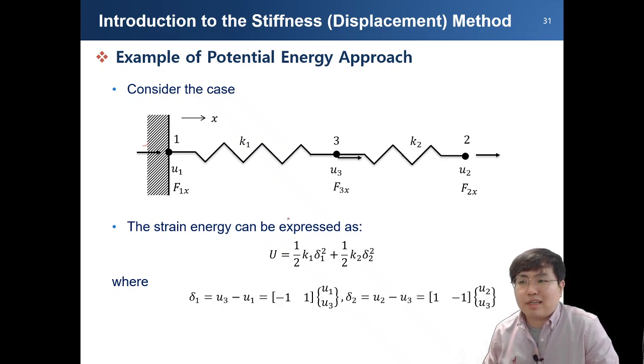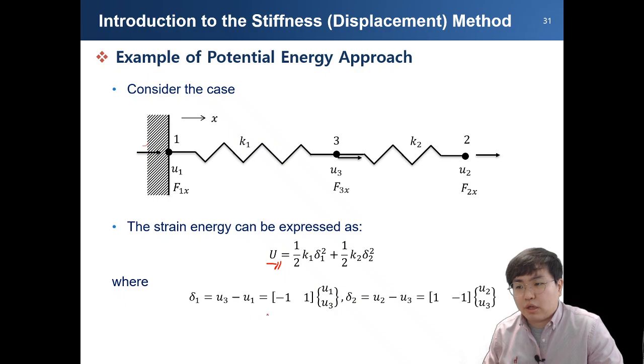That means we have two deformation strain energies. K1 is with delta 1, where delta 1 is the deformation of the first spring element, and delta 2 is the deformation of the second element. Half of each element's term becomes the internal energy. Previously, the deformation of each element was expressed by the displacement variables: delta 1 is u3 minus u1, and delta 2 is u2 minus u3.